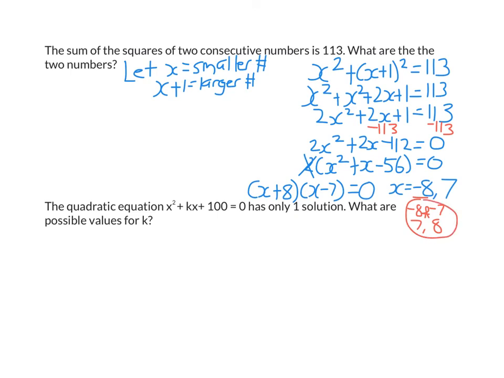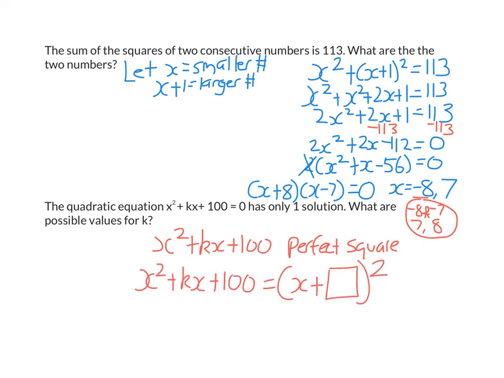So let's look at the final question here. The quadratic equation x squared plus kx plus 100 equals 0 has only one solution. What are the possible values for k? So I said before, one solution means this is a perfect square. That's the only way there can be one solution, if the quadratic expression is a perfect square. So that means I want to write it like this. So I need to find something I can put in the box here so that this is a perfect square. So the number that has to go here, when I square it, I need to get 100.